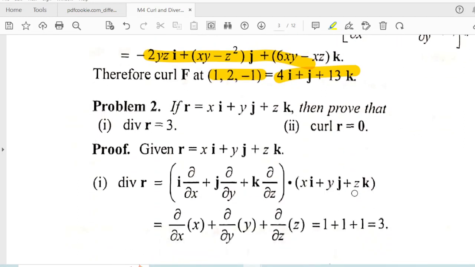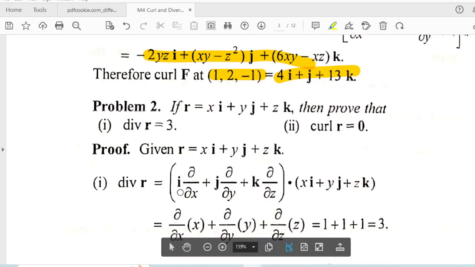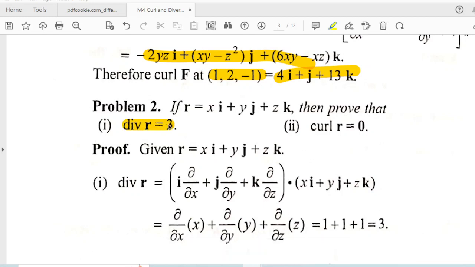Now we are having next problem. If r bar equal to x i cap plus y j cap plus z k cap, then prove that divergence of r is equal to 3 and curl of r equal to 0. So divergence, the formula is like this. We know divergence is del dot r bar. This is our r bar, and this is our del dot r bar.